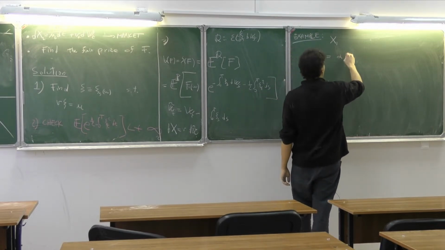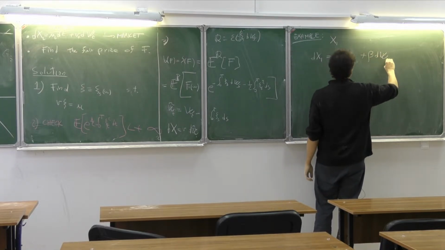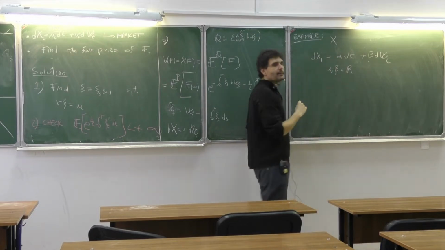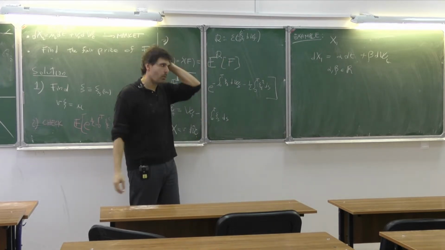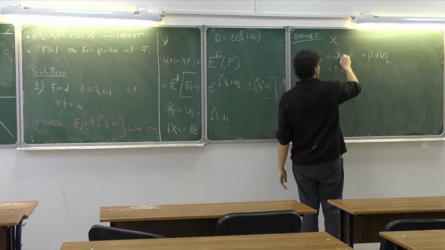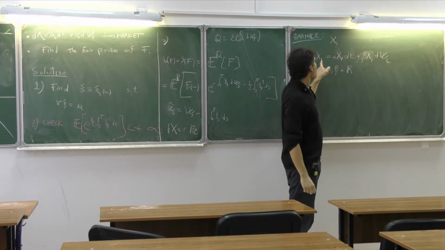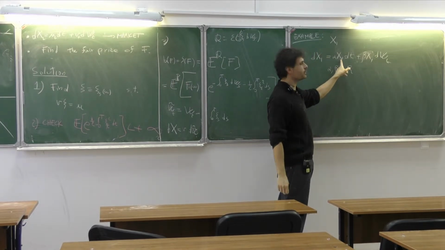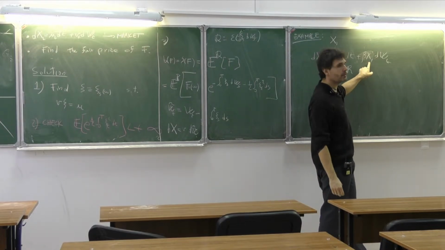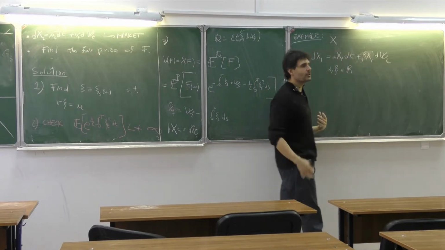dx1 is alpha x1 dt plus beta x1 dW_t. Alpha and beta are constants. How do you guess these constants? Everything is linear here. There is a drift which is proportional to x1, and there is a volatility, how much it fluctuates, which is also proportional to x1. This is very natural.